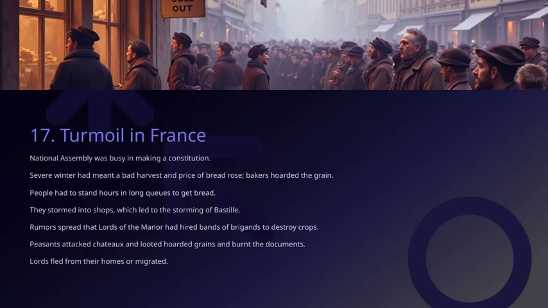Rumors played a big role in fueling the chaos. People believed that the lords of the manor had hired gangs of brigands to destroy crops and create chaos. This led peasants to attack noble estates, chateaux, looting grains and burning documents that tied them to feudal obligations. Many lords, fearing for their safety, fled their homes or migrated away from the unrest. This entire series of events highlights how economic hardship, rumors, and social unrest combined to ignite revolutionary fervor across France, setting the stage for the broader upheaval that was to come.